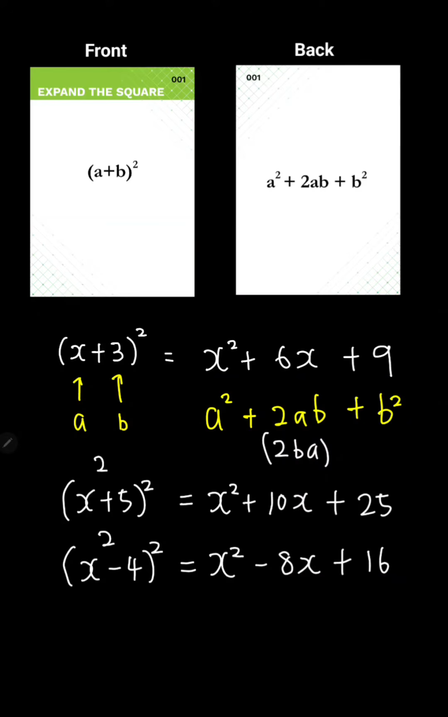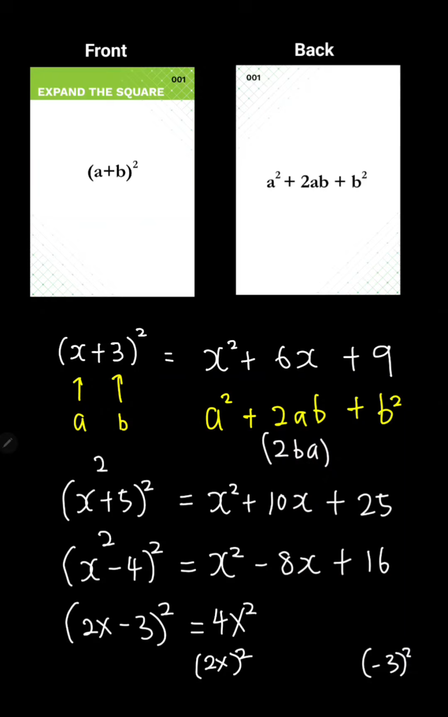Okay, let me give you the last example. Let's say today I have something like (2x - 3) squared. Okay, this one is getting slightly more complicated, but it's not very hard. So the first one, I will square this one. 2x multiply 2x, you just imagine, 2x multiply 2x. So you will get 4x squared. And then the last one is basically minus 3 multiply minus 3. You will get positive 9.